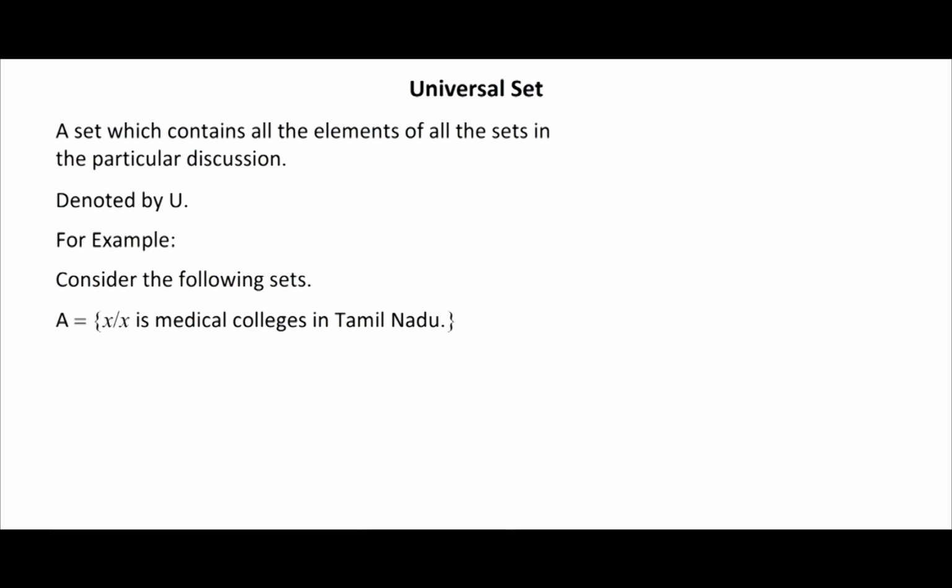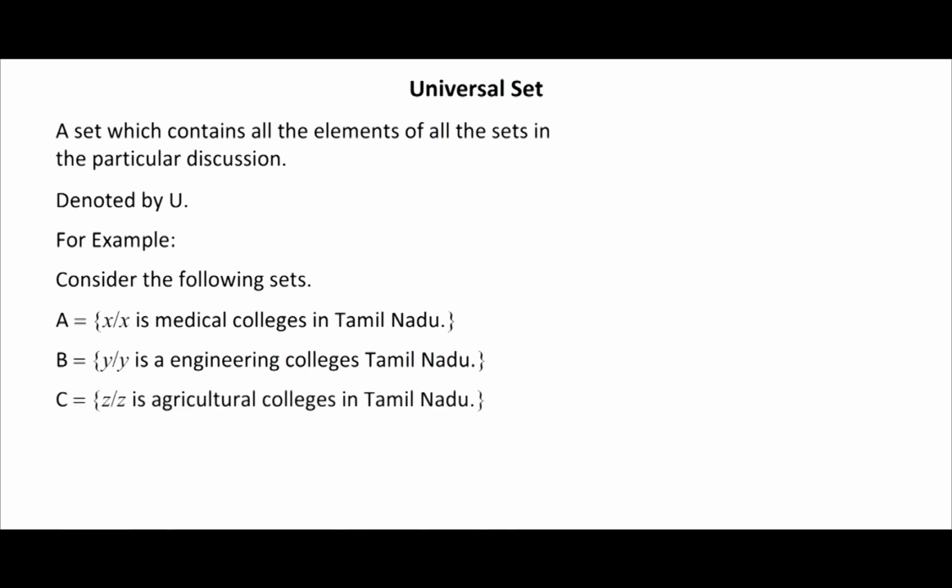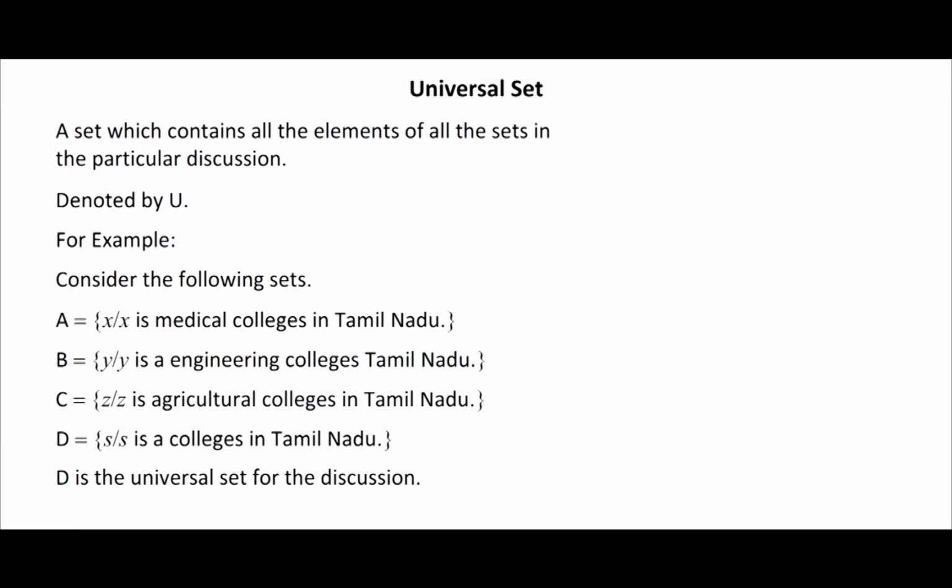Universal set is usually denoted by the letter capital U. For example, consider the following sets. A is equal to the set of medical colleges in Tamil Nadu, B is equal to the set of engineering colleges in Tamil Nadu, C is equal to the set of agricultural colleges in Tamil Nadu, D is equal to the set of all colleges in Tamil Nadu. Here in this example, D is the universal set for the discussion.